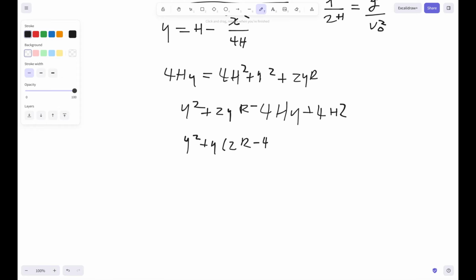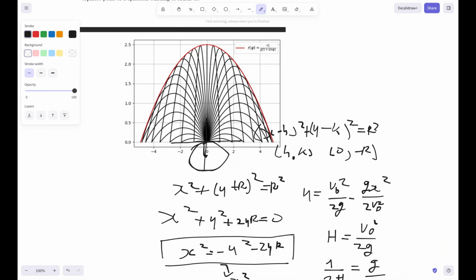2r minus 4h y plus 4h squared equals 0. And now when they're tangent, so when the path is right, it means it'll be tangent, right? Let's say I have the building here, the path will be like this. There's obviously going to be a lesser velocity one, so eventually it has to be steeper than it, and eventually it's just going to become tangent like this.